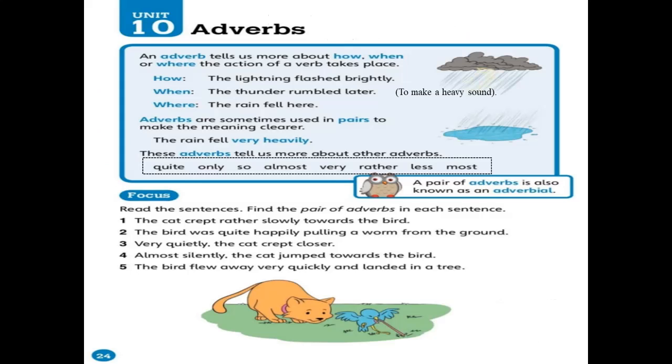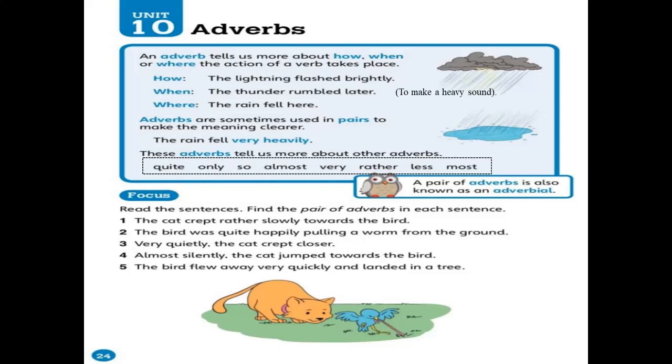At page 24 in your book, an adverb tells us more about how, when, or where the action of a verb takes place. How? The lightning flashed brightly. So it's how? Brightly. When? The thunder rumbled later to make a heavy sound. So later. When? Where? The rain fell here. So here. It's a place, asking about where.